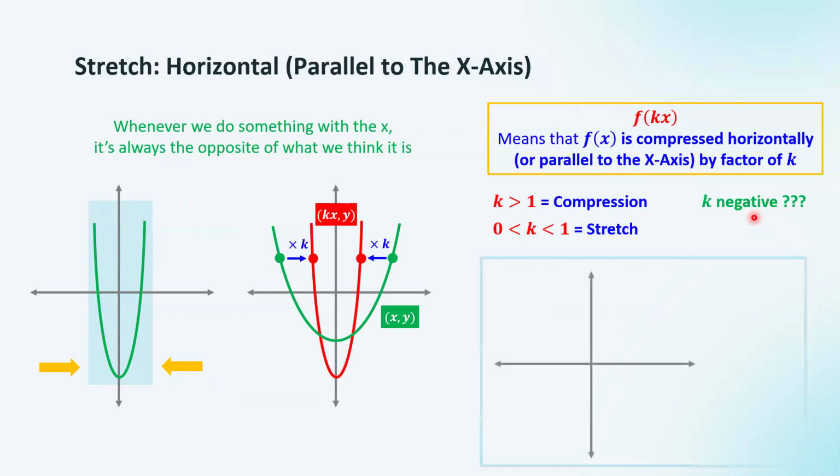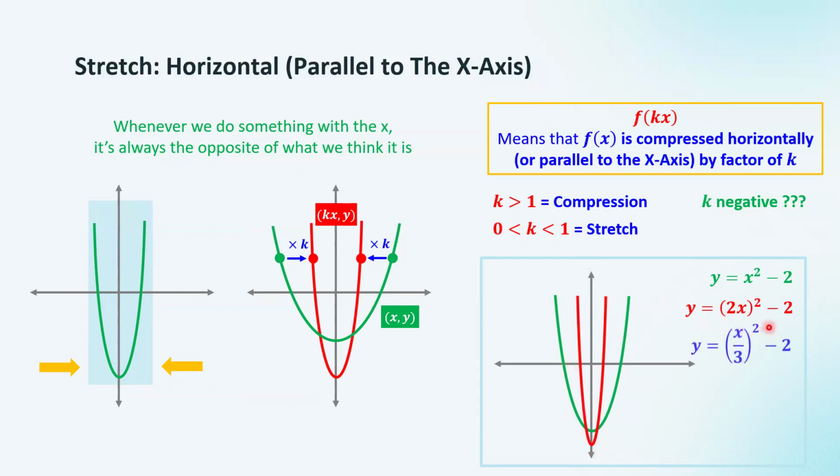Let's try to see an example. Let's say I have x squared minus 2. Now, can you try to imagine what will happen if I have this function? Yes, because the k value is a positive number greater than 1, we are going to compress it, as you can see over here. And how about if we have this? We know that the k value is between 0 and 1, so we are going to stretch it. So that's the difference. Remember the difference, yeah? If we do something with the x, it's always the opposite of what we think it is. This is usually how I memorize it, and I hope it can be useful to you guys also.